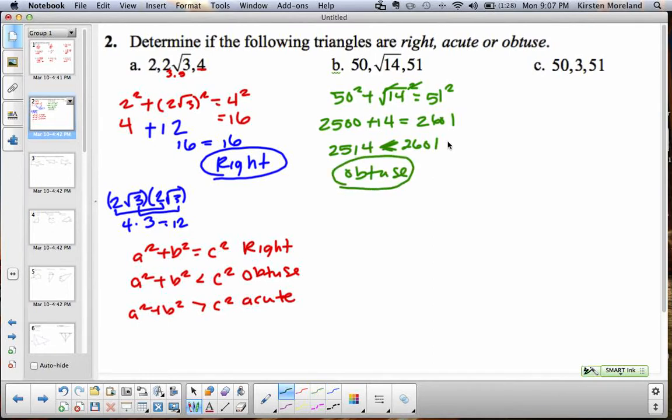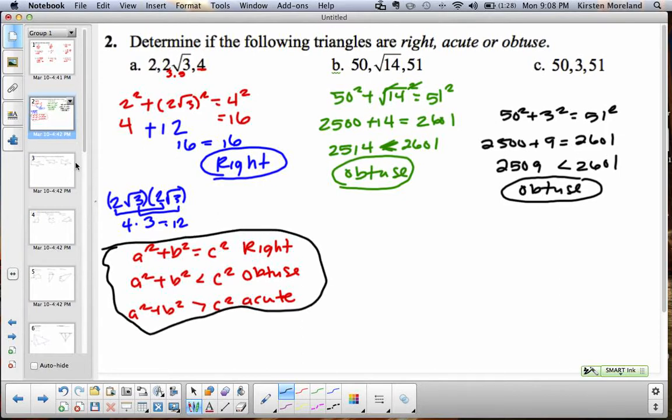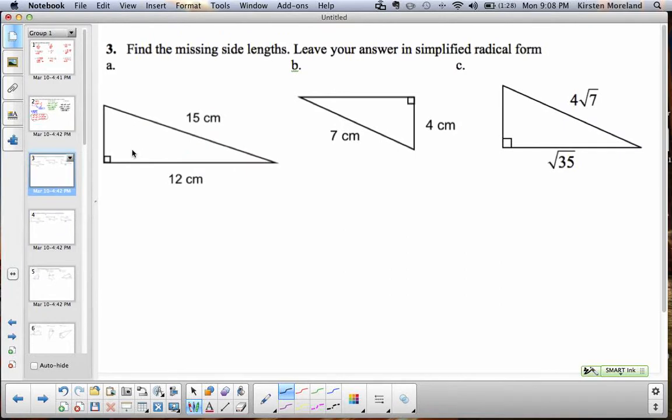Right, and the last one, I'm going to set it up as 50 squared plus 3 squared equals 51 squared. 2500 plus 9 equals 2509, and the same as last one, it's less than 2601, so it is also an obtuse triangle. So again, you just need to remember these things right down here, if I can make it nice and circle. Right, now we're going to move on to some basic Pythagorean theorem problems.